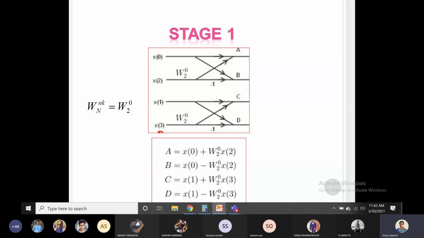In the first stage, for a length N equal to 8, we require 2 butterfly diagrams. Each basic butterfly diagram will have 2 inputs. Like that, we need 2 butterfly diagrams.